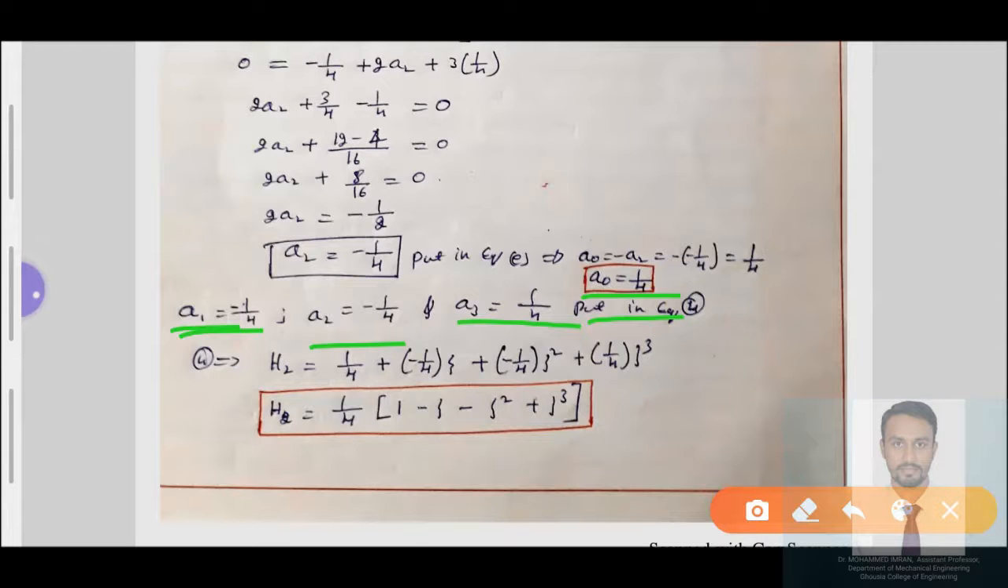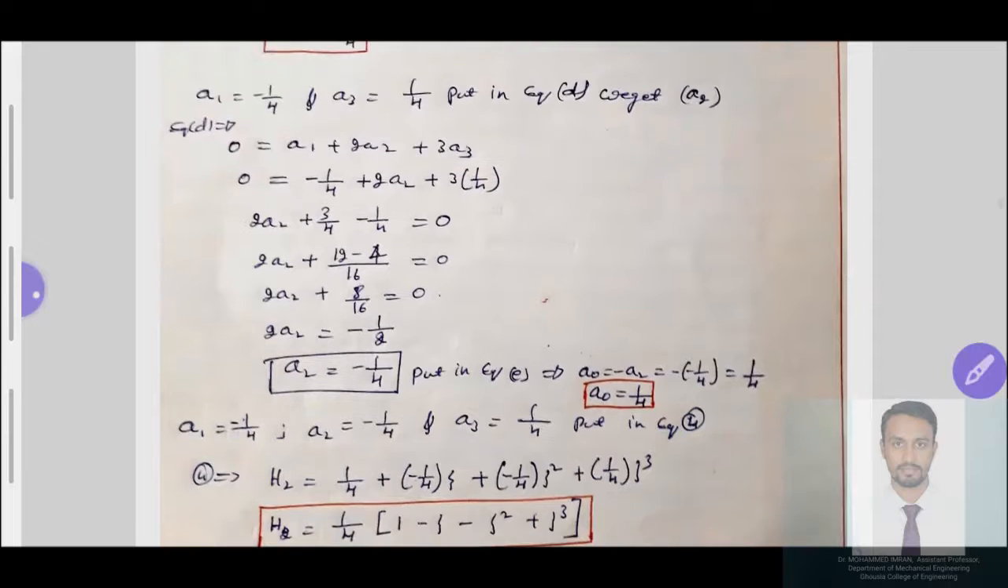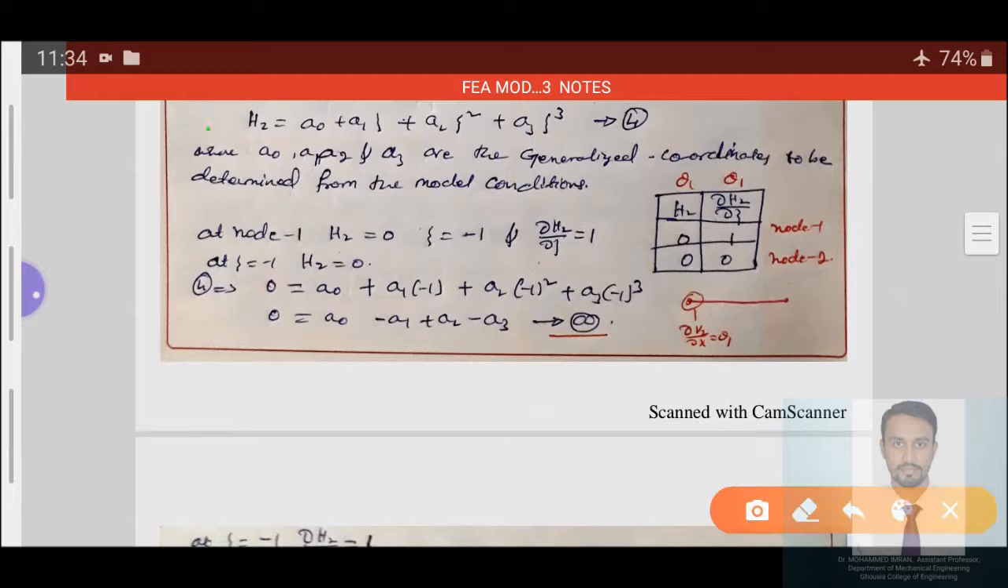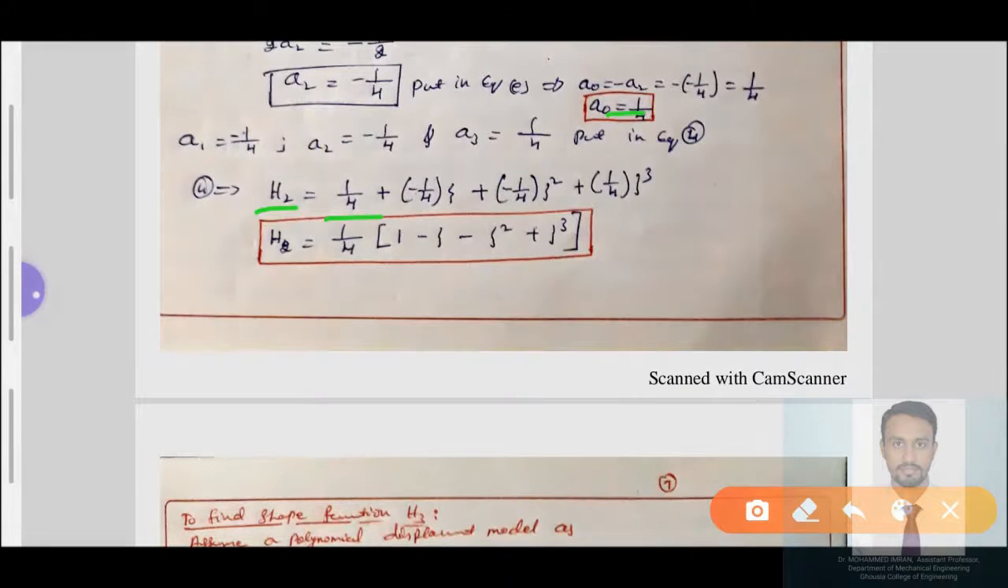Put in equation number 4. Why are we doing this exercise? To find out the unknown generalized characteristics to get a Hermite shape function with respect to the rotation at node number 1, h2. Substitute all these values in equation number 4. Equation number 4 becomes h2 is equal to 1 by 4 plus a1 zeta, a1 value minus 1 by 4, plus a2 zeta square, a2 is equal to minus 1 by 4, plus a3 zeta cube, a3 is equal to 1 by 4. All the values we have substituted.